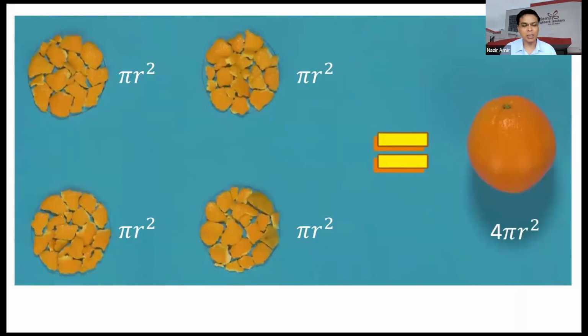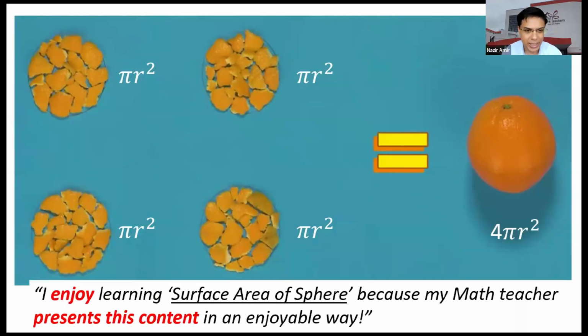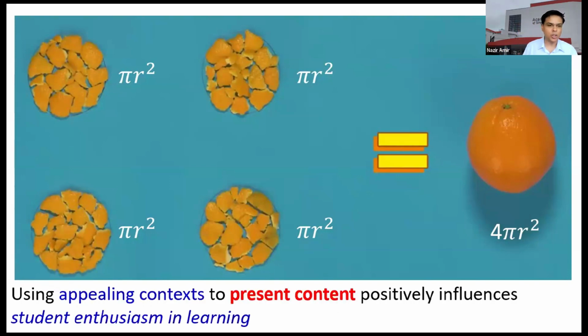When the teacher is presenting mathematics in this way, the students go along the line of, I enjoy learning surface area of a sphere because my mathematics teacher is teaching this content in enjoyable ways. If I have mathematics teachers like this, I will also be excited about learning mathematics. Note that this is not about students' demonstration of learning, but this is how a teacher is presenting the content to spark student enthusiasm and motivation in learning. So again, we see that using appealing context to present content positively influences student enthusiasm in learning.